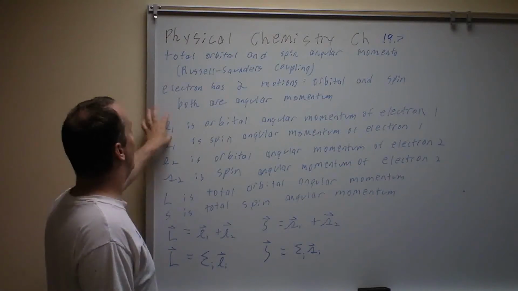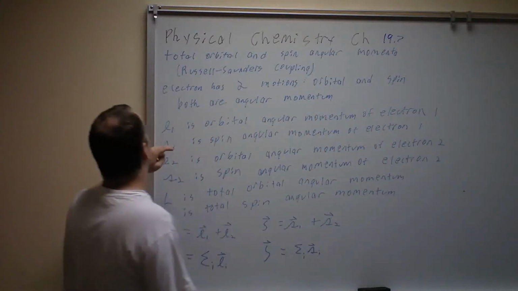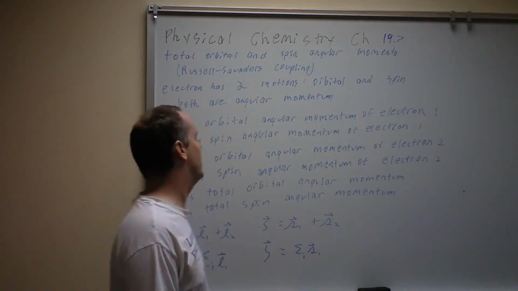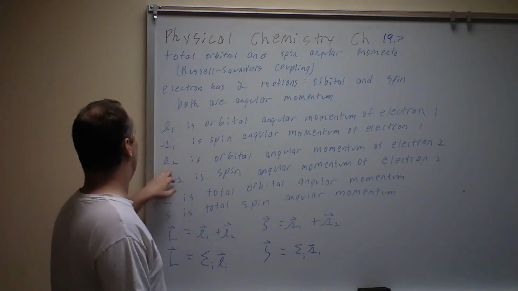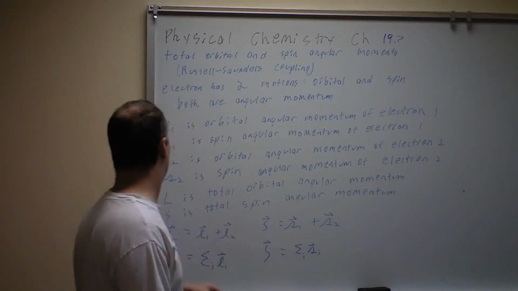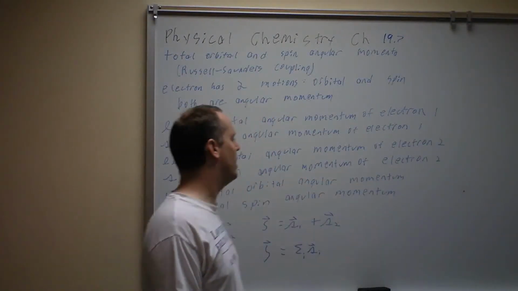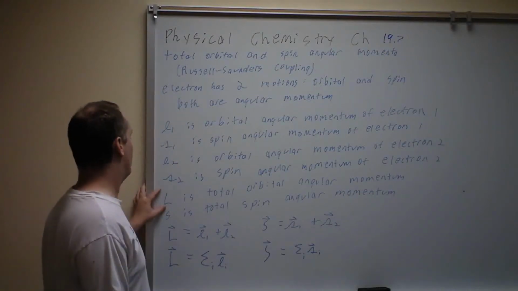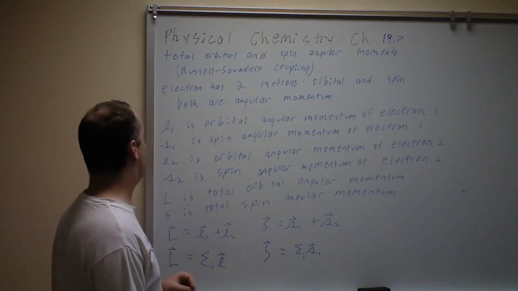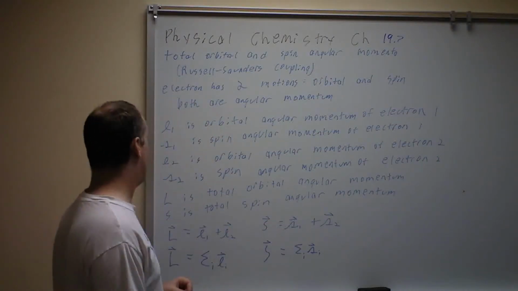So, lowercase l1 is the orbital angular momentum for electron number 1. And then lowercase s1 is the spin angular momentum for electron number 1. And then lowercase l2 is the orbital angular momentum for electron number 2. And lowercase s2 is the spin angular momentum for electron 2. So we're going to call capital L the total orbital angular momentum in an atom. And then capital S is going to be the total spin angular momentum in an atom.